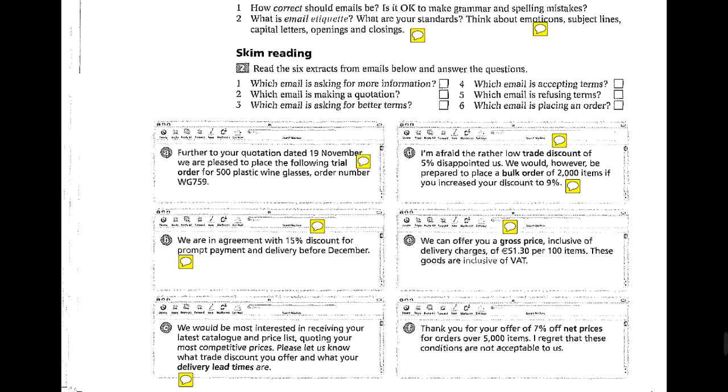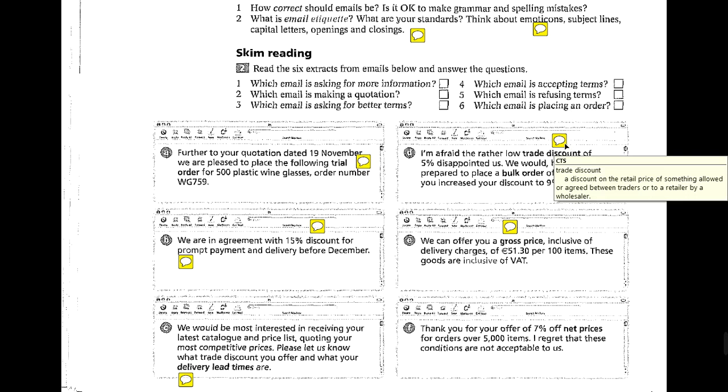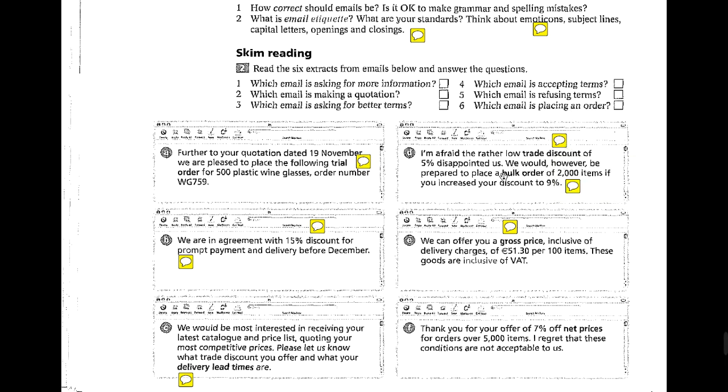I'm afraid the rather low trade discount, you know what is discount? Discount. Okay? Trade discount. We would, however, be prepared to place bulk order. A bulk order, it means to order in great number something of 2,000 items if you increase your discount to 9%. So to increase your discount.